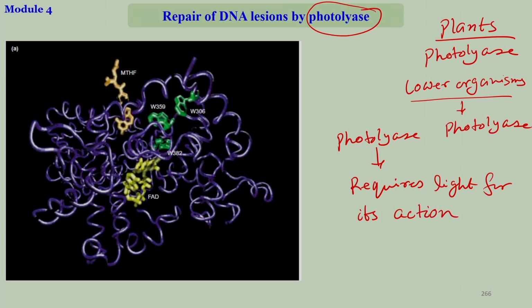So, there are a few enzymes that use light as a reagent for their function, like our eyes have cryptochrome. Cryptochrome is a photosensitive enzyme. The photolyase is one such kind. This is one of the structures of photolyase, which shows that it binds to certain coenzymes. This is MTHF, methyl tetrahydrofolate. Here is the FAD, flavin adenine dinucleotide. So, it requires certain coenzymes or cofactors for its function.